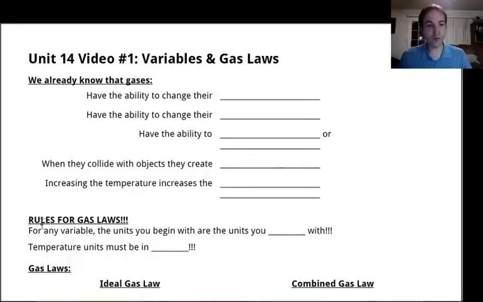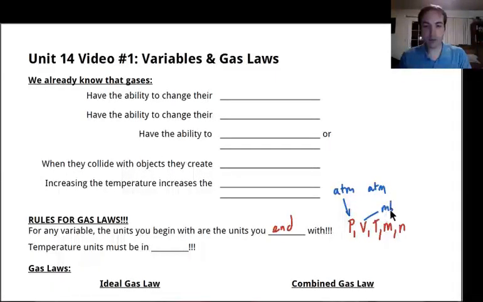Okay, so now as we start talking about gas laws, we need to talk about the rules. And the first rule is that for any variable, the units you begin with are the units that you must end with. So for example, if you're dealing with pressure, volume, temperature, mass, or even the number of moles, whatever units you start with, those are the units you must end with. So for instance, if you start with atmospheres in pressure, then your answer needs to use units of atmospheres. If volume is being measured in milliliters, then you need to end with units of milliliters. You can't change units in the middle.